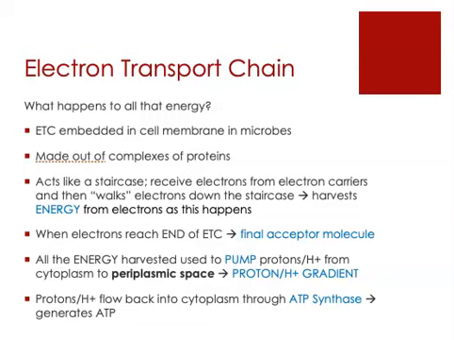And as they take each step in the staircase, they lose a little of their energy. The electron transport chain harvests it, takes it from the electron. It's important to remember that the electron transport chain is harvesting energy from these electrons. The electrons are traveling down the electron transport chain, and the chain is taking their energy away from them. That energy will be used to pump the protons from the cytoplasm to the periplasmic space and create our proton gradient. And then those protons will flow through ATP synthase and generate ATP.